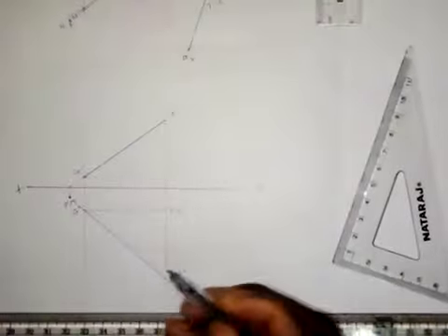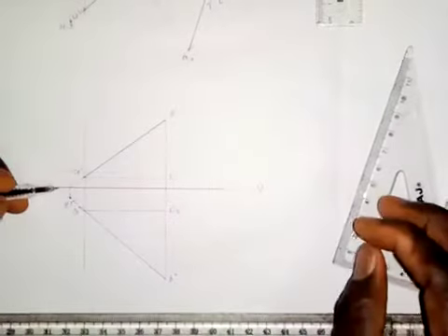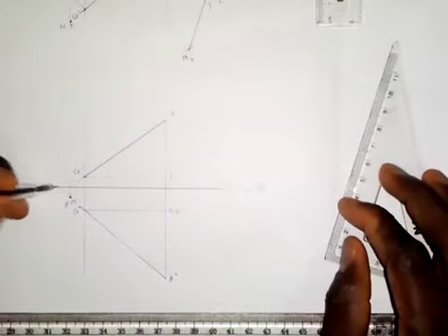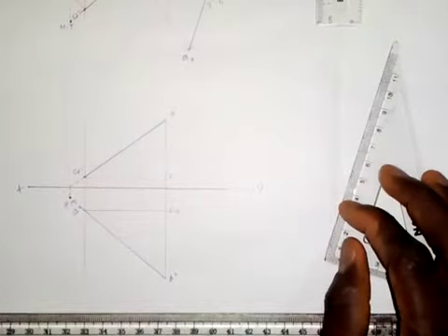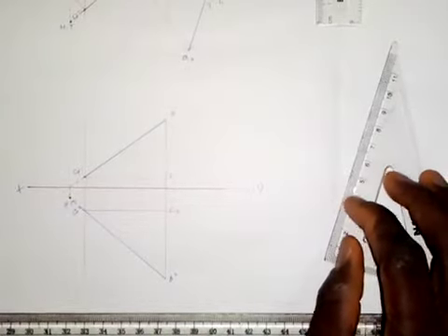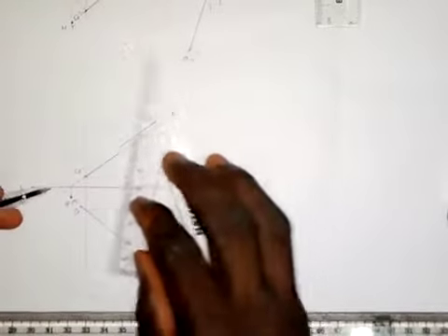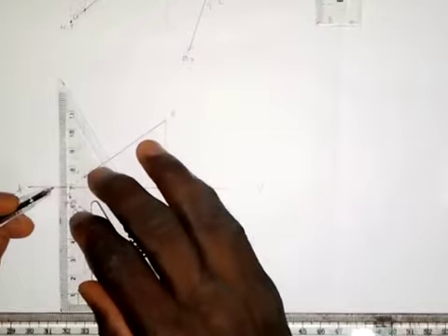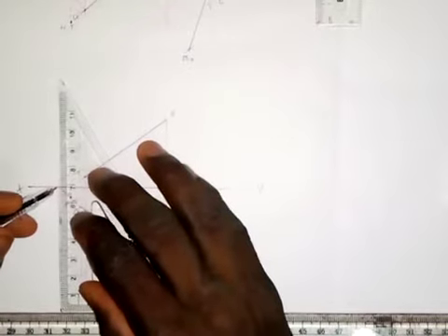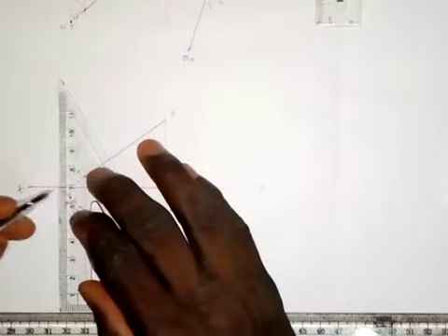So that's the horizontal trace. And then where this line touches the extension, I need to extend this line. I need to bring it down a bit like this.